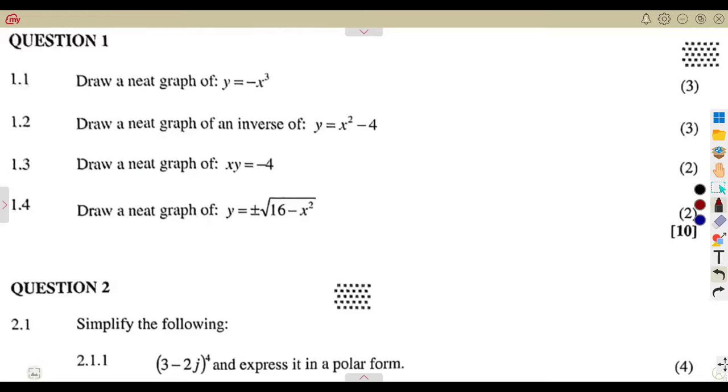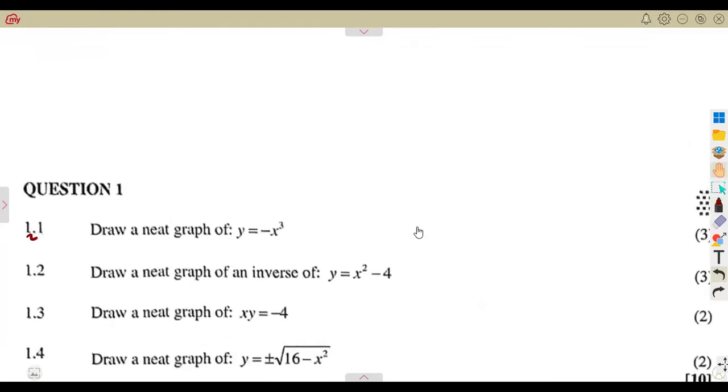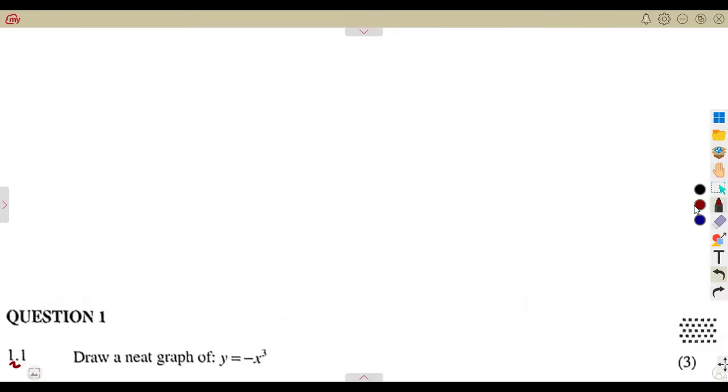So in this case, number one, it was actually on the graphs where you need to know the part of the sketching, the drawing of the graphs that you are given. So in this case, you are given the first question, question 1.1, to draw a neat graph of y is equal to minus x cubed. That is a cubic function. So how are we going to obtain this function of y is equal to minus x cubed? Okay, that's 1.1.